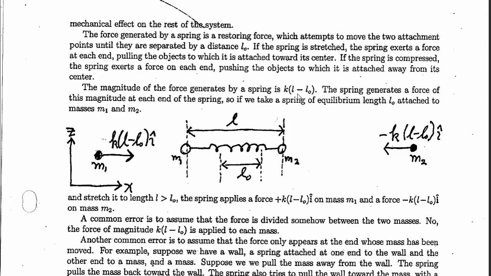So if we have a spring of equilibrium unloaded length L0 and attach it at each end to masses M1 and M2, you notice I have stretched the spring. The forces on M1 and M2 in magnitude are both K times the change in the length of the spring. But you'd better look at that carefully because you notice that, yes, on M2 the force is minus K(L minus L0). On M1, the force is plus K(L minus L0). And, of course, the forces are vectors. There's an i-hat in there.